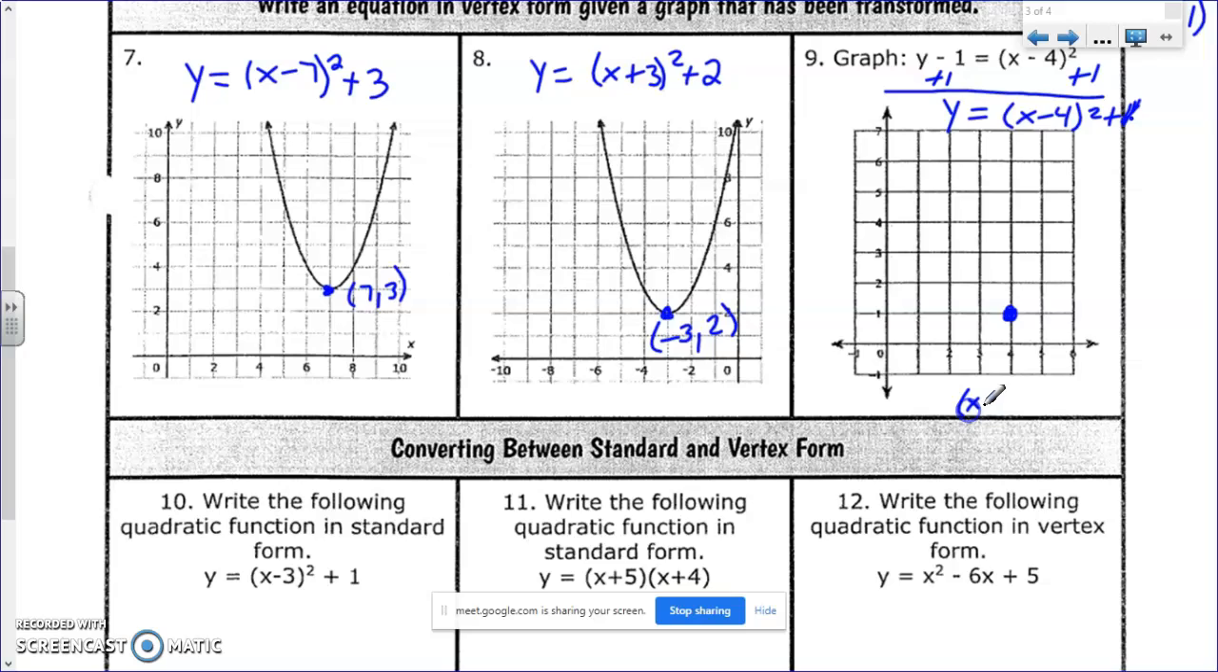So I'm going to have x minus 4 times x minus 4 plus 1, x squared minus 8x plus 16 plus 1, x squared minus 8x plus 17. Oh, did that help me any? No. But I can do what? I can put it in the calculator now.